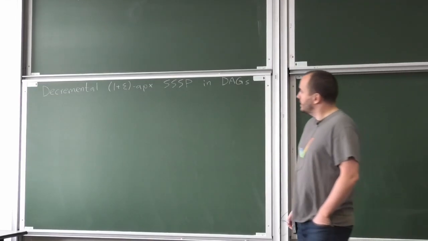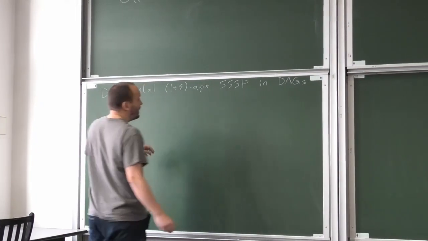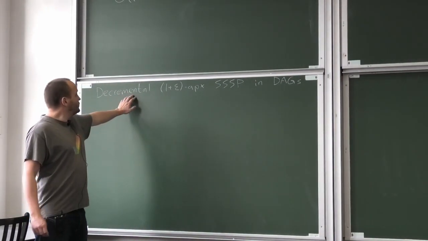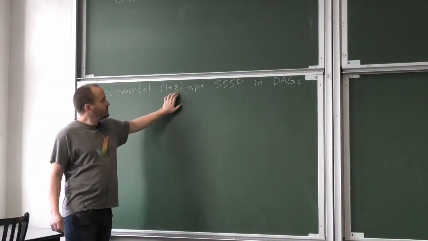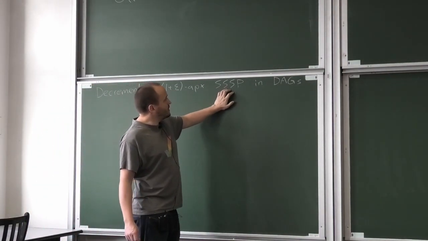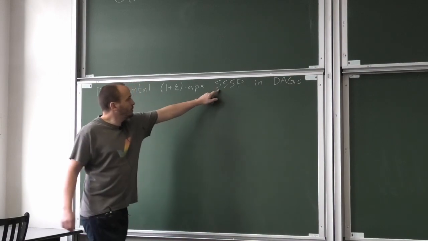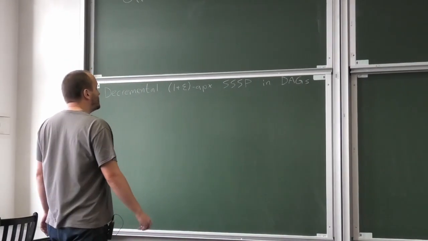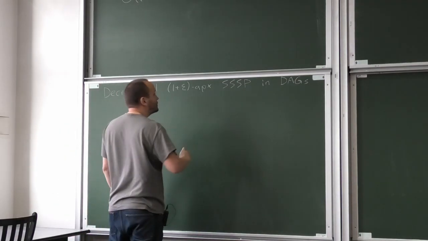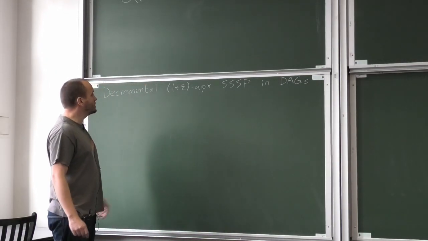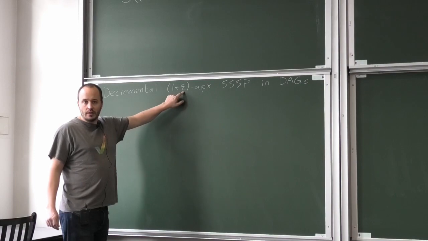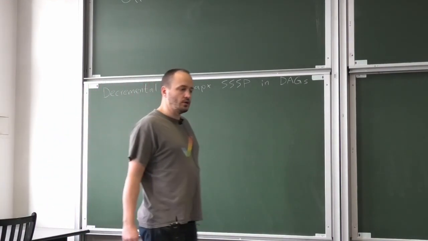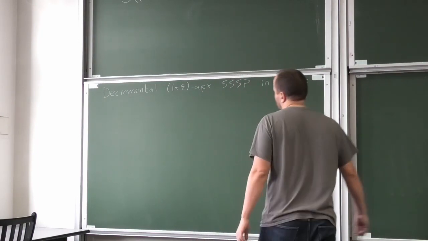Okay, so let's continue. As I mentioned, we're going to look at decremental 1 plus epsilon approximate single source shortest paths in DAGs. And we'll maintain distances, but you can also use it to maintain paths. Let's just look at maintaining approximate distances. And think of epsilon, it doesn't have to be constant, but you might want to think of it as some small constant, okay?